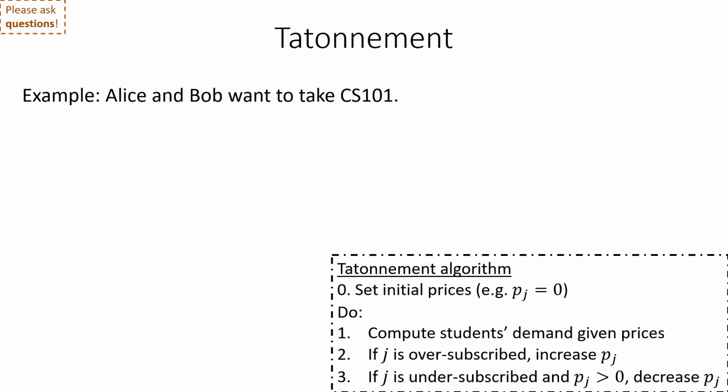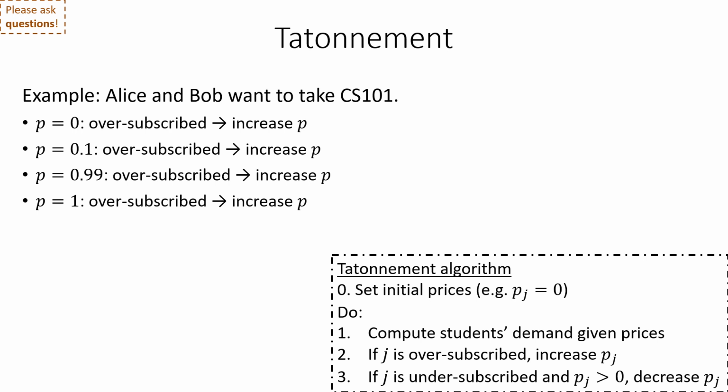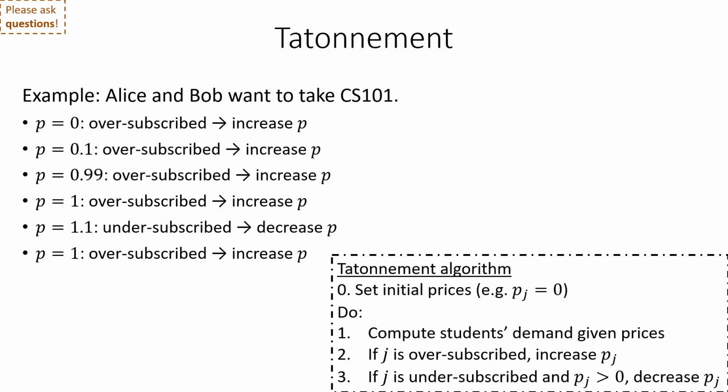For example, Alice and Bob are students who want to take CS 101, and they both have budget 1. If the initial price is 0, the course is oversubscribed and we need to keep increasing its price until the price becomes strictly greater than 1. At this time, both Alice and Bob cannot afford the course and CS 101 becomes undersubscribed. So we need to decrease its price. Afterwards, we will increase and decrease the price alternately, and the algorithm cannot stop. So now the question is, when should we stop the algorithm?